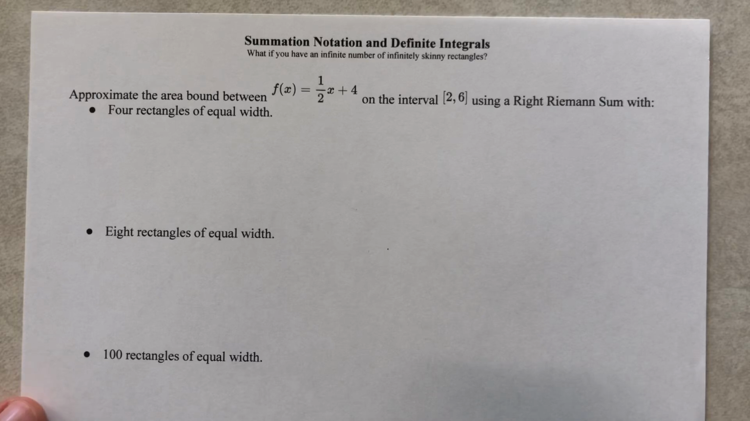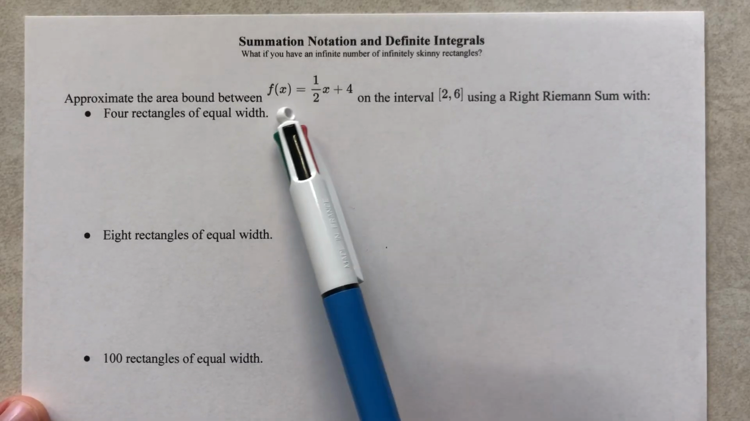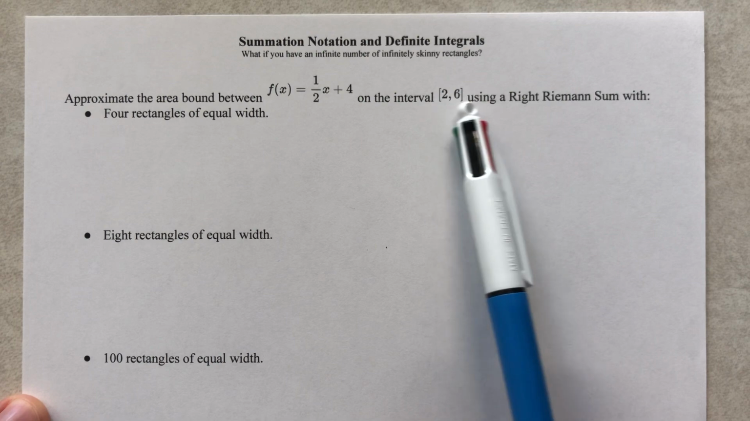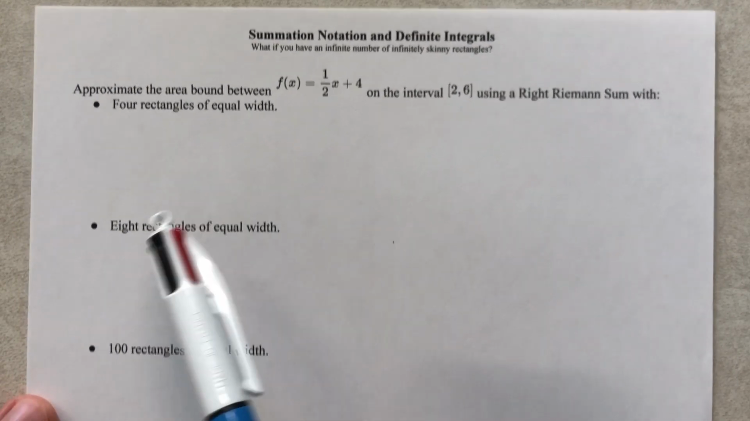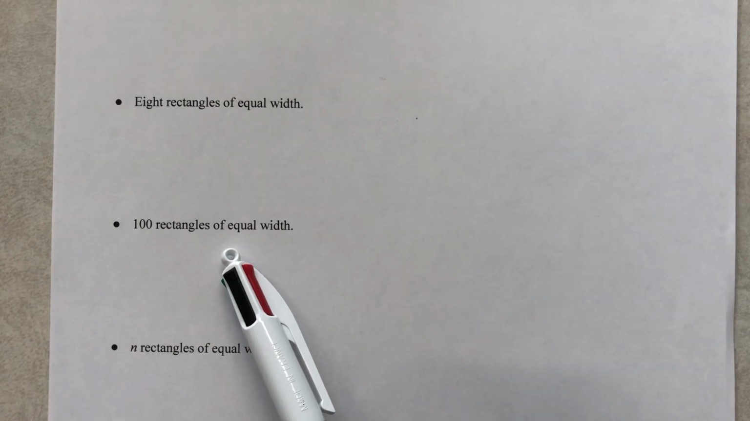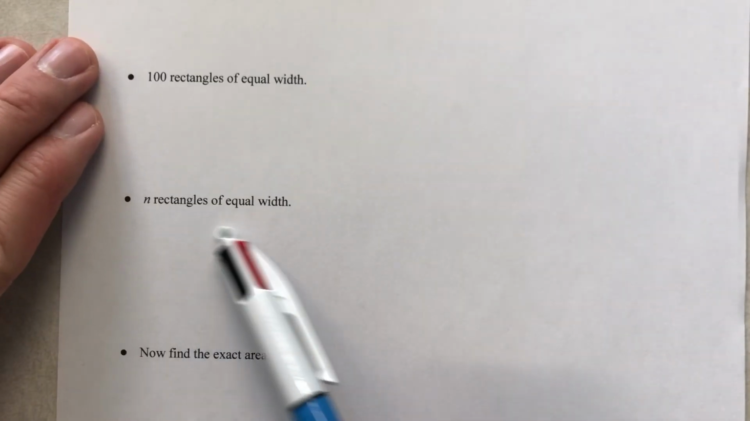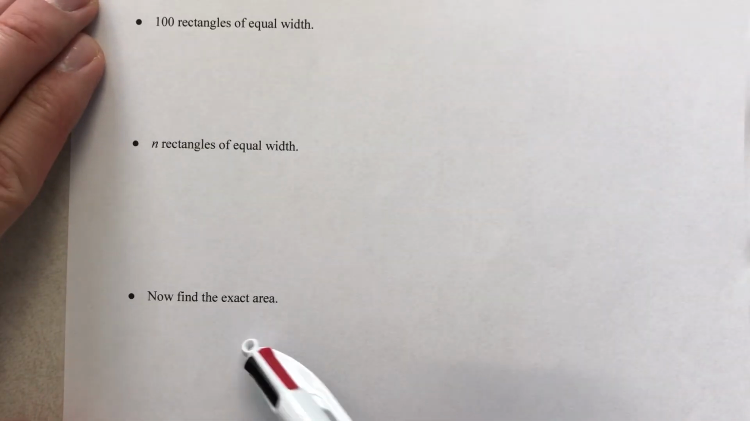Okay, we're going to approximate the area bound between this line on the interval from 2 to 6 using a right Riemann sum with 4 rectangles of equal width, 8, 100, whoa, that's a little excessive, and then n rectangles of equal width. And then we're going to find the exact area.